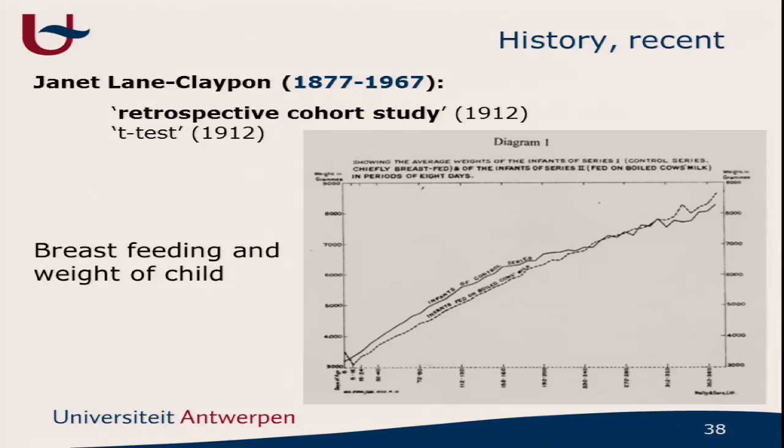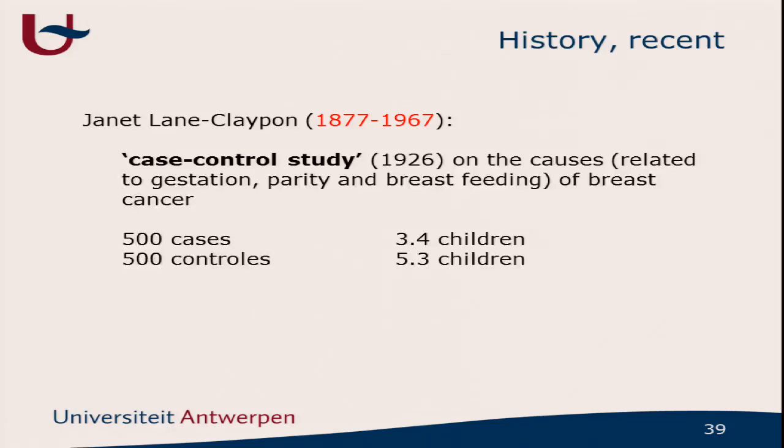And she conducted, I would say, the first case control study. When people talk about case control studies, they would refer to an example like the Doll and Hill study. But she already conducted a case control study in 1926. That study has been used by Jerome Cornfield to explain from a rational point of view the case control study. She conducted a case control study on the causes related to gestation, parity, and breastfeeding of breast cancer.